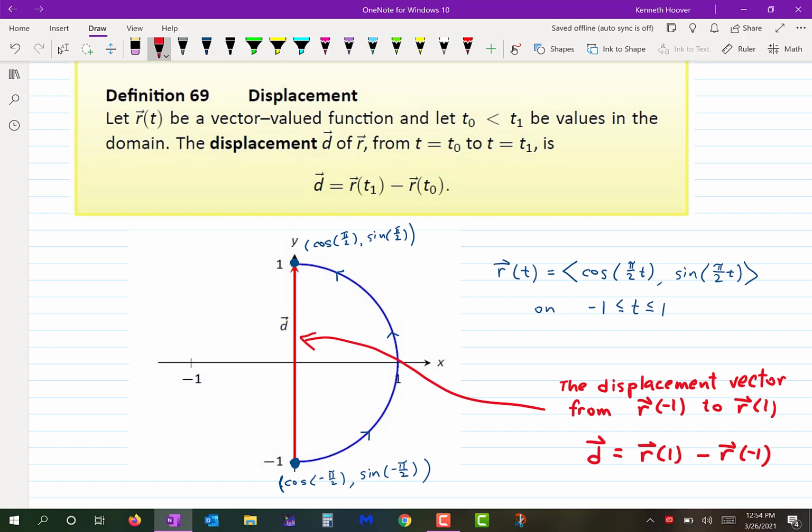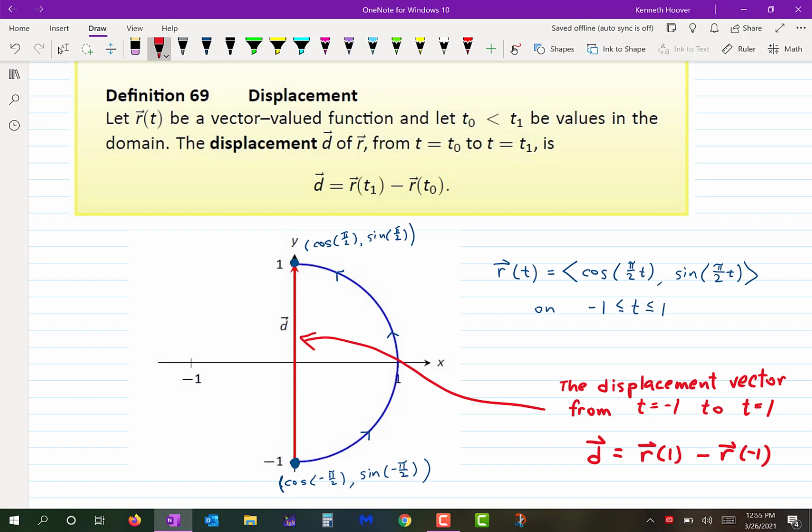Okay, now I see that I should change my language slightly to agree with the red box. I said displacement vector from r of negative 1 to r of 1. But look at the wording that they used here. They say from t equals to t equals. So let me correct my language to agree with that. I would say it's the displacement vector from t equals negative 1 to t equals positive 1.